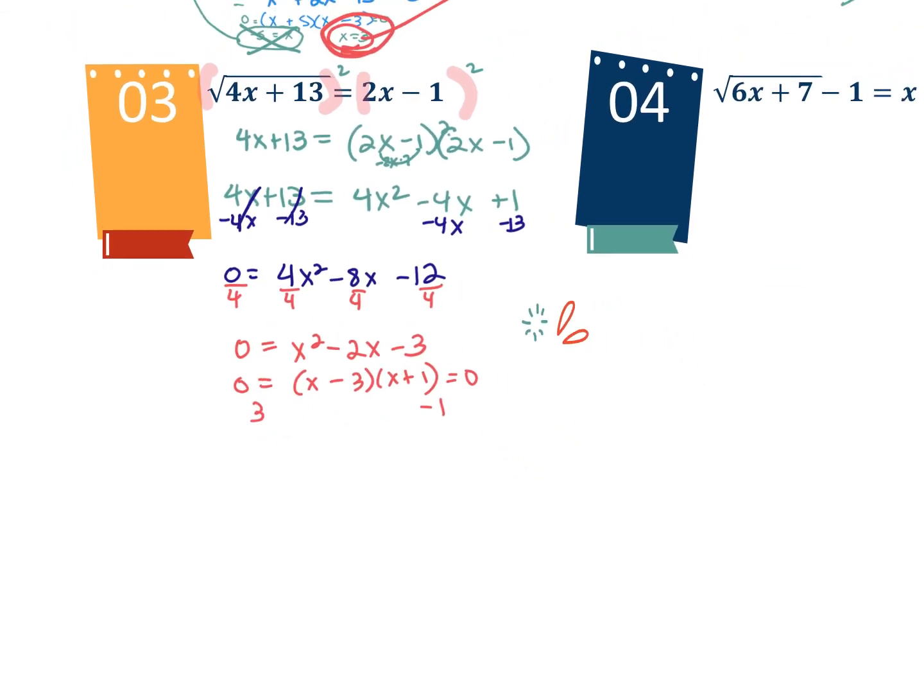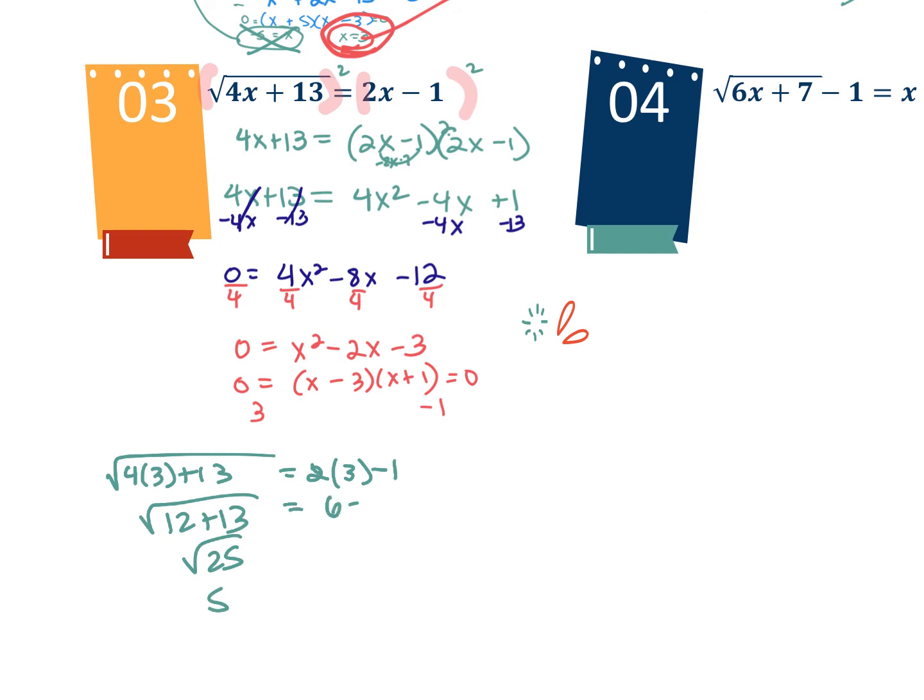And then we check. Square root 4 times 3 plus 13 equals 2 times 3 minus 1. 12 plus 13, square root of 25 is 5. 6 minus 1 is also 5. That one works. Check the negative one. 4 times negative 1 plus 13 equals 2 times negative 1 minus 1.